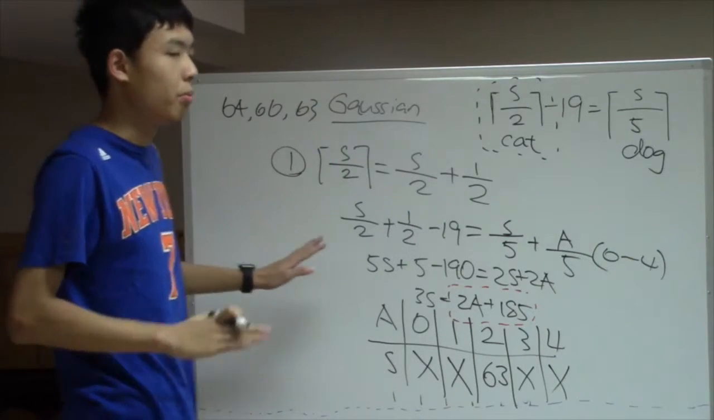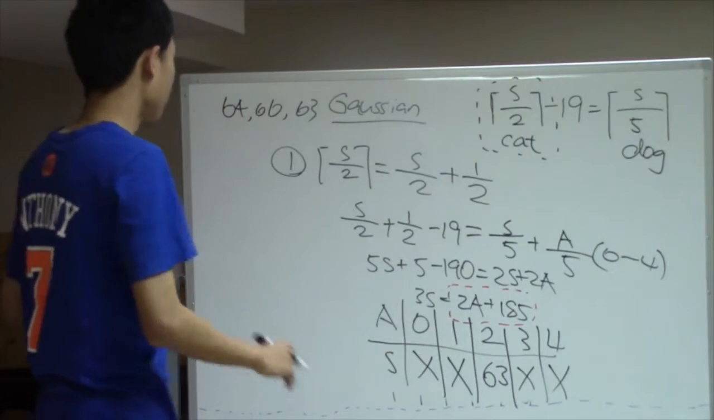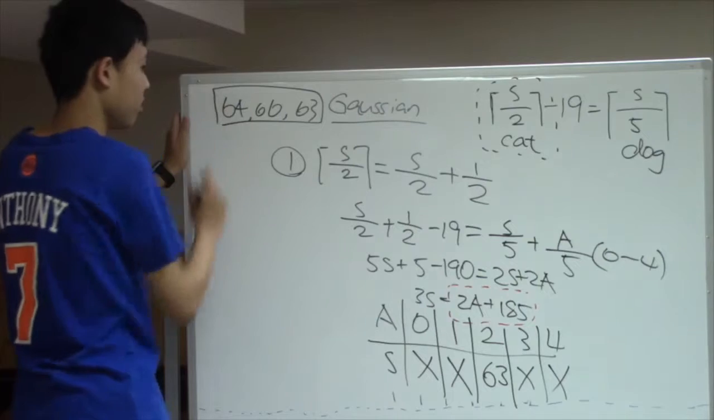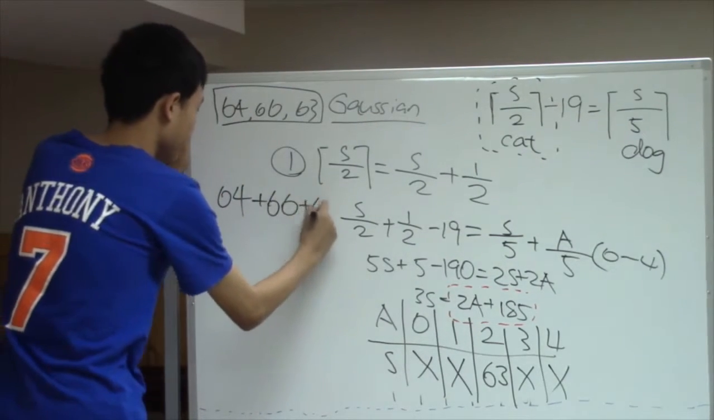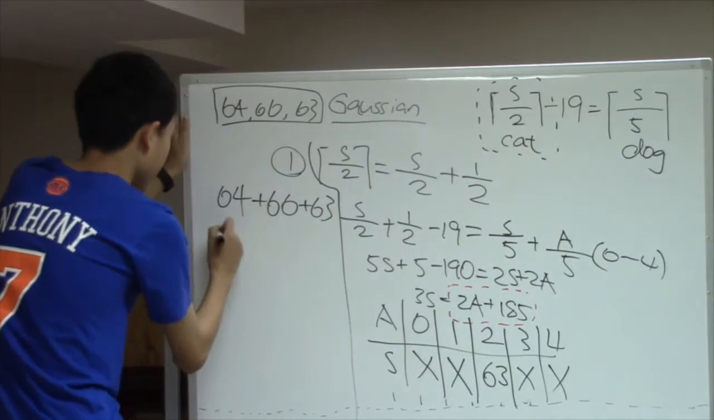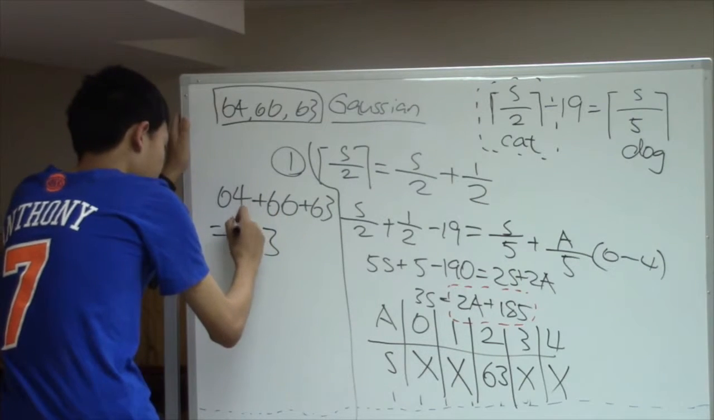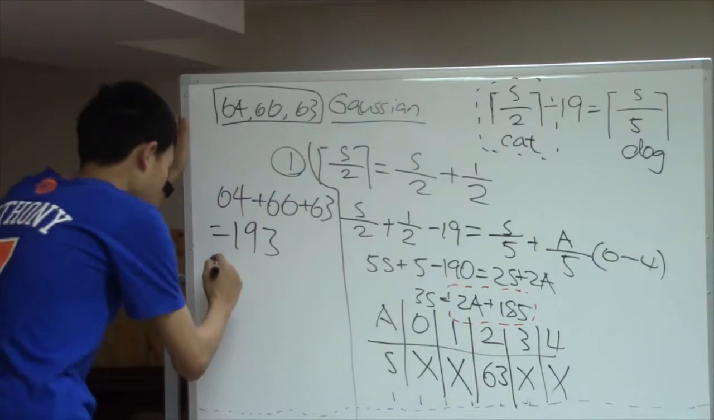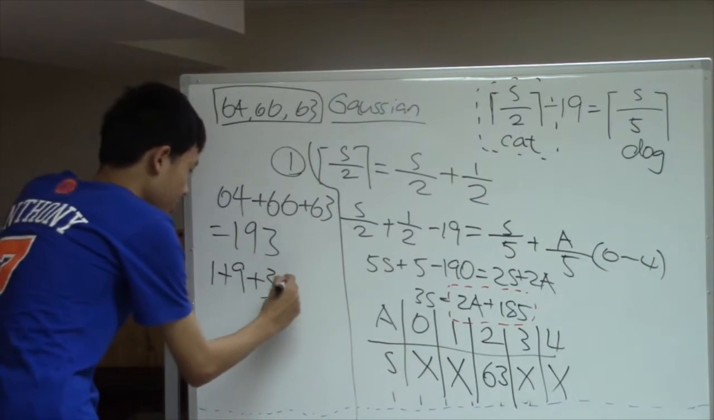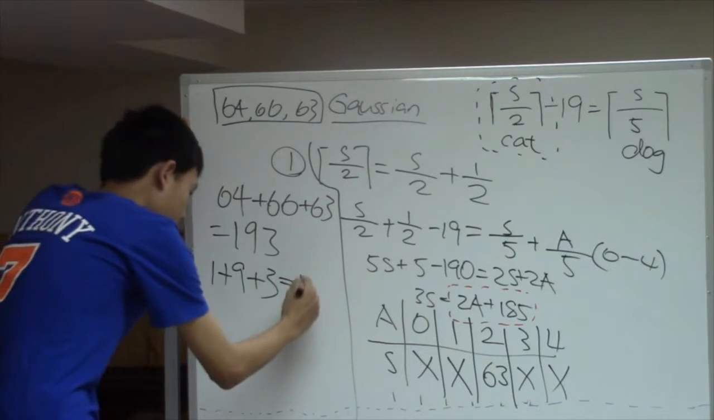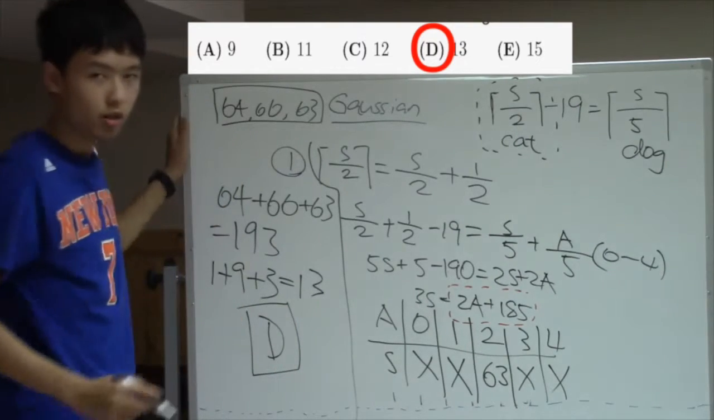Since S can only be an even number or an odd number, we cover all the S's. So the only 3 answers we have are 64, 66, and 63. Now we look for their sum, 64 plus 66 plus 63. We get the sum 193. And then we calculate the sum of its digits: 1 plus 9 plus 3 is 13. And that's our answer, which is D.